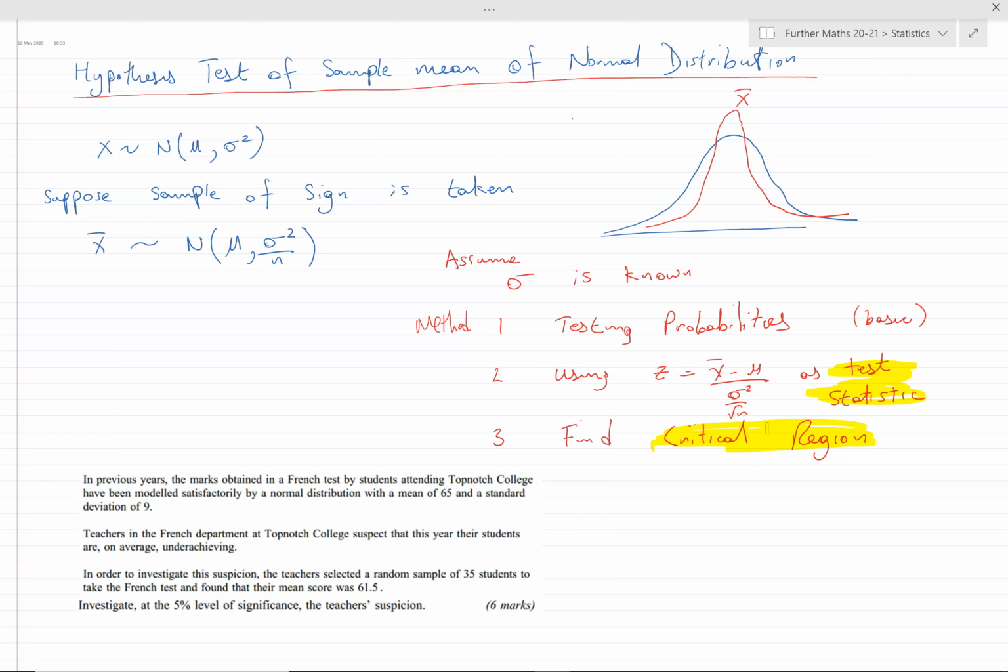Method 3 in particular is something where you are expected to know what a critical region is, and you shouldn't be put off by technical vocabulary like test statistic either. So here we go. Here's a problem.